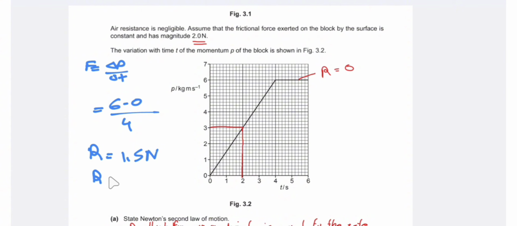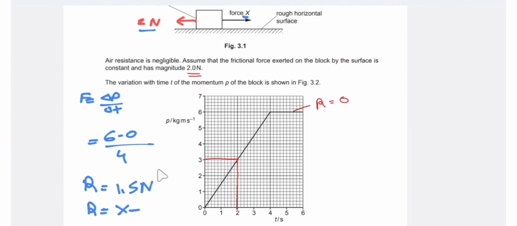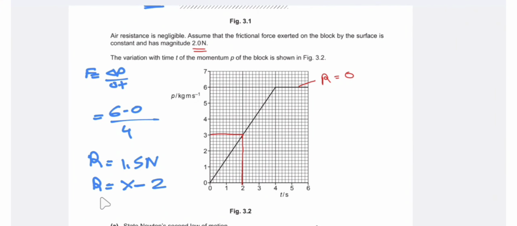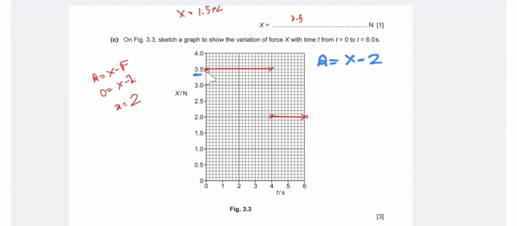Now we know the value of resultant force R, and we know that resultant force is equal to forward force X minus backward force of 2 Newton. So 1.5 is equal to X minus 2. So the value of X is 2 plus 1.5, that is 3.5 Newton. So the value of X is 3.5 Newton and the value is constant, or the value is same.